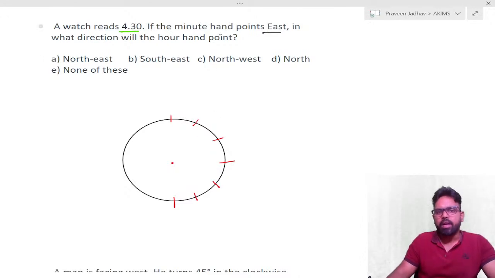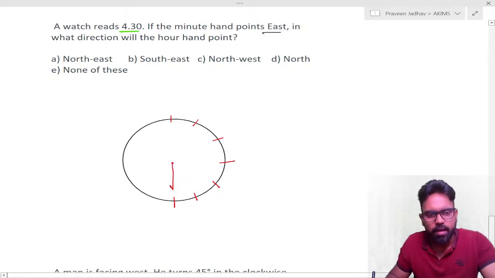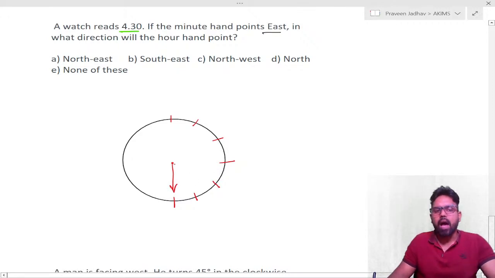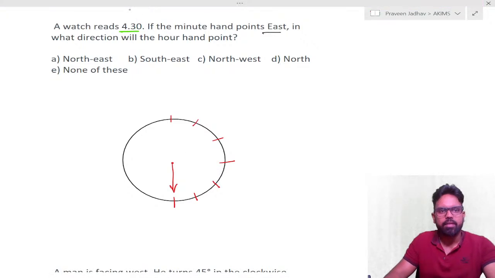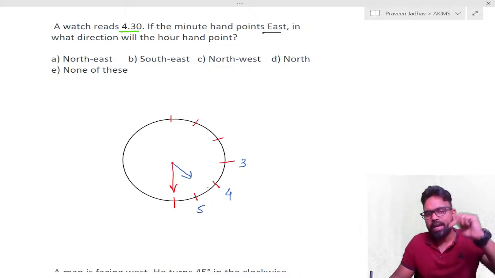If the minute hand points east, the minute hand should be here when it is 4:30, right? Where will our hour hand be? Hour hand will be somewhere here, right? I'll take it in a different color. This is 3, this is 4, this is 5. 4:30 means the hour hand will not be directly on 4, but somewhere in between here. Yes or no?